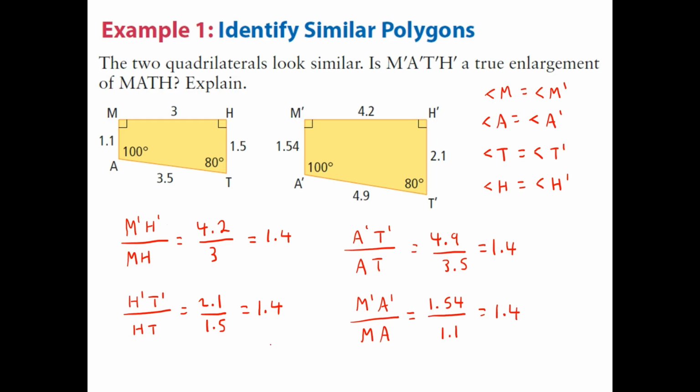I also get 1.4. Now, since the scale factor is equal for all four corresponding sides, I can say this quadrilateral, or polygon, is similar to the other because all the angles are equal to each other and all corresponding sides have the same scale factor. So hence, is this similar? Yes, they are similar.